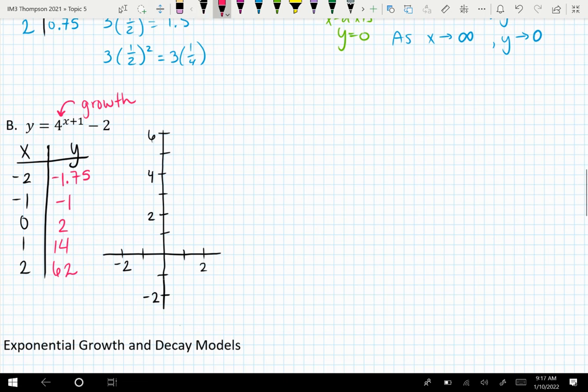All right, so negative 2 down 1.75. Negative 1, negative 1, 0, 2. And then 14, nope, not going to fit. So I'm just going to guesstimate here. Maybe that could be a little bit more precise. Let's try again.